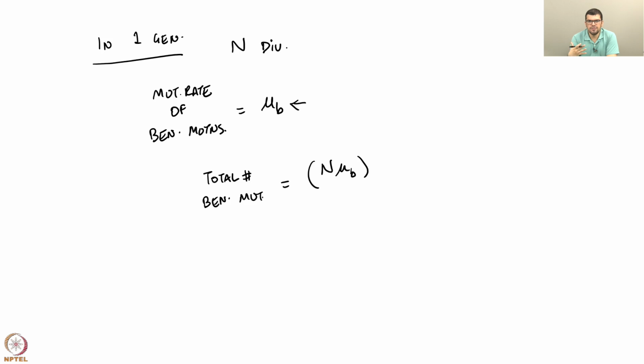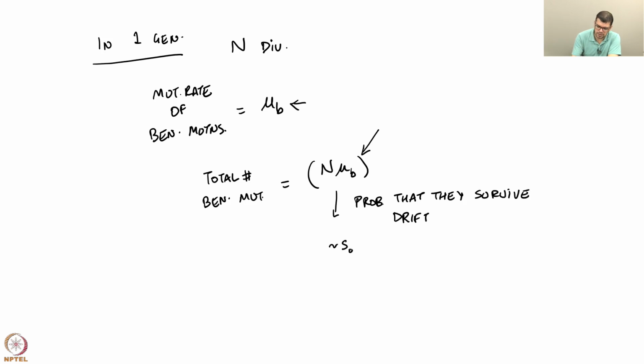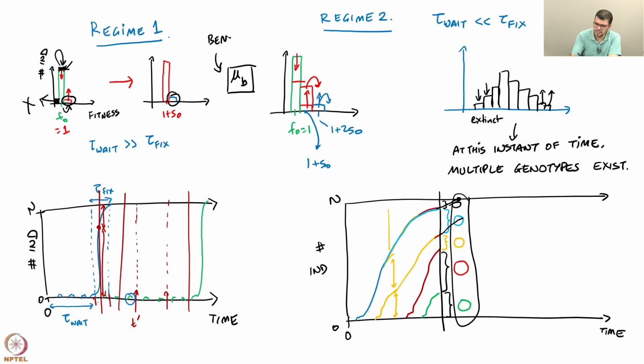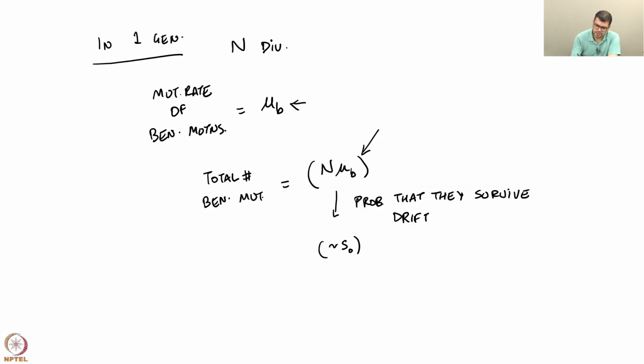This is the supply of beneficial mutations, but we know that of all the beneficial mutations arising, most will be lost because of drift. So, the probability that they survive drift, that we know is simply equal to S naught, where S naught is the selective advantage that each of these mutations confers to the population. Obviously, mutations that confer a higher S advantage have a greater chance of escaping drift, but as we saw in this particular analysis, we are only worried about beneficial mutations which confer the same selective advantage of S naught. So, what that means is that of all these occurring, this is the probability of survival.